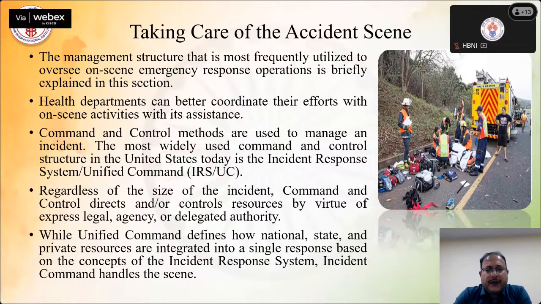While unified command defines how national, state and private resources are integrated into a single response based on the concepts of the incident system, incident command handles the scene. So it is much required that we focus upon the incident, what type of incident it is, whether it is a biological disaster, a chemical disaster or a radioactive disaster. As per the incident we will focus, and as per the disaster only we will activate our incident response system or incident command system or unified command in case of emergencies.